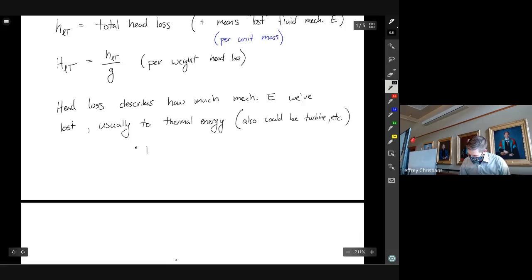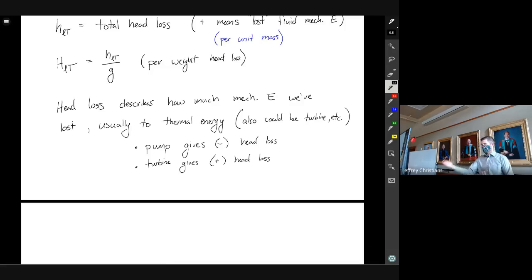So I'll just make pump. A pump gives negative head loss because it's adding more energy into the system that wasn't there before. A turbine gives positive head loss because it's taking energy out. We're then using it and doing useful things with it, but from the fluid's perspective, it's energy that was removed or taken out. So it's energy that was lost from the fluid. So that's really what head loss is describing. It's describing energy extracted from the fluid.